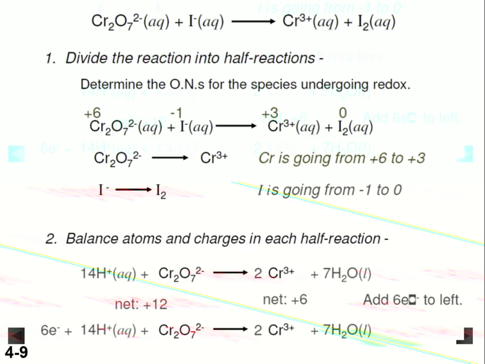So let's look at the first half reaction, the chromium half reaction. We have dichromate going to chromium 3, so we'll need to put a 2 in front of the chromium 3 to make the chromium atoms balance. We have 7 oxygens in dichromate, so we'll need 7 waters on the product side. That balances the oxygens. Next up, we'll need 14 protons on the reactant side to counterbalance the 14 hydrogen atoms on the product side in that reaction.